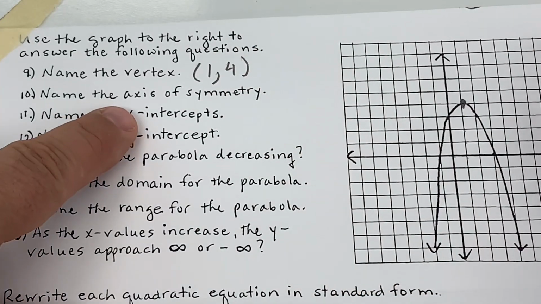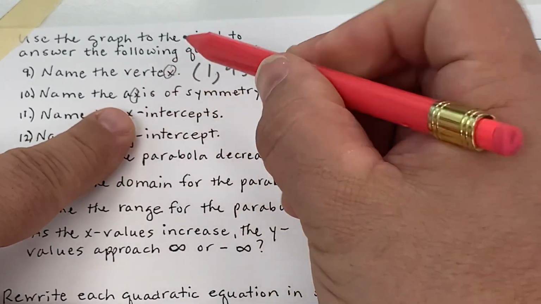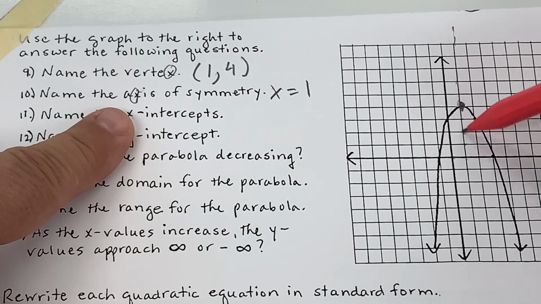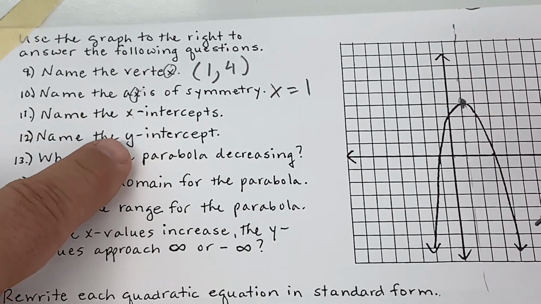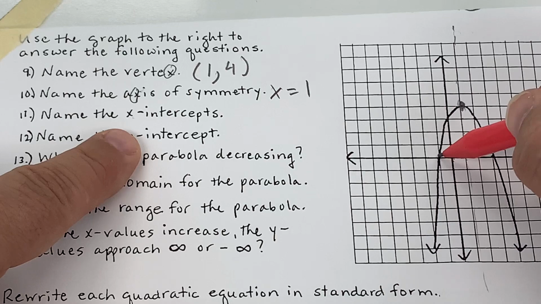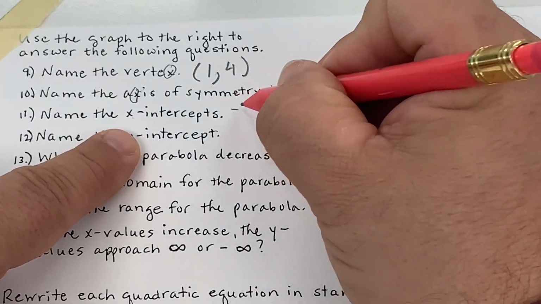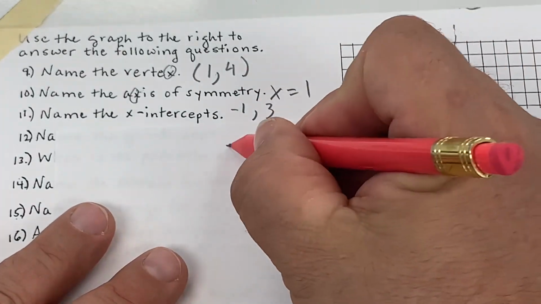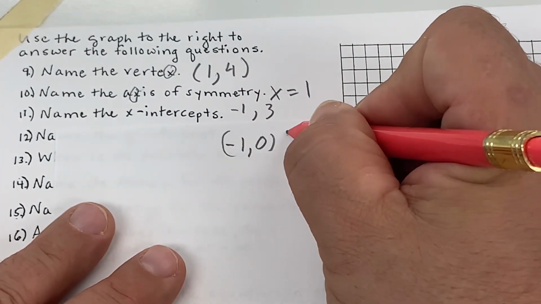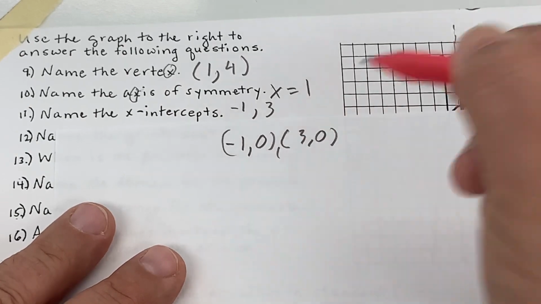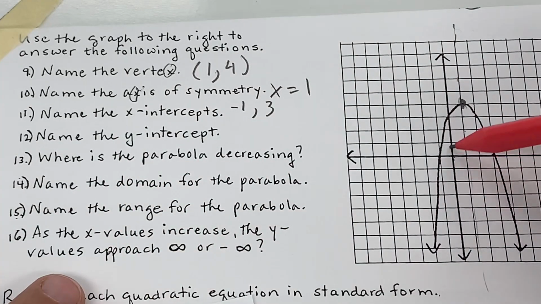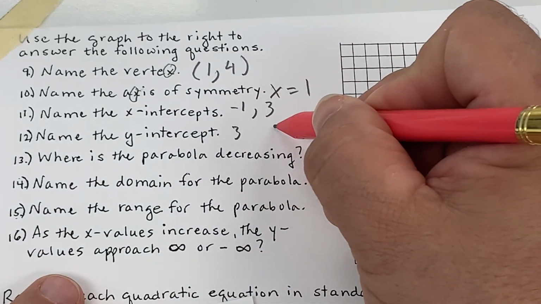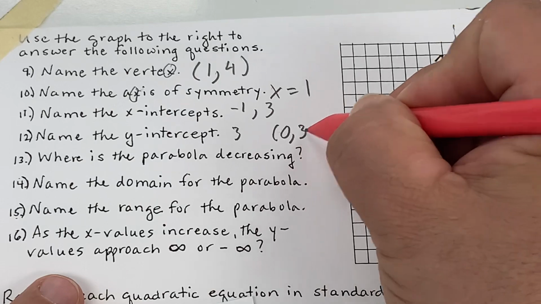The AOS, the axis of symmetry, again, that x and that x, they line up, so it's going to be x equals 1. The axis of symmetry is this vertical line that goes to the vertex. The x-intercept is negative 1 and 1, 2, 3. Negative 1 and 3. Again, sometimes we're asked to write it as negative 1, 0, and 3, 0. The y-intercept is going to be on the y-axis, 1, 2, 3. So that's going to be 3. If we're asked to write that as a coordinate, that would be 0, 3.